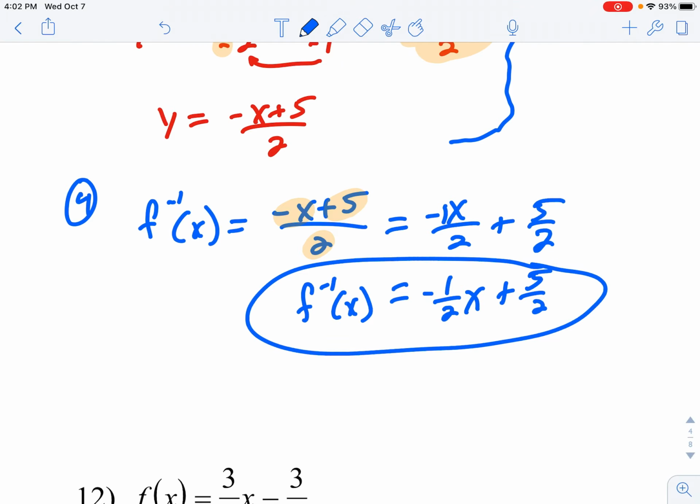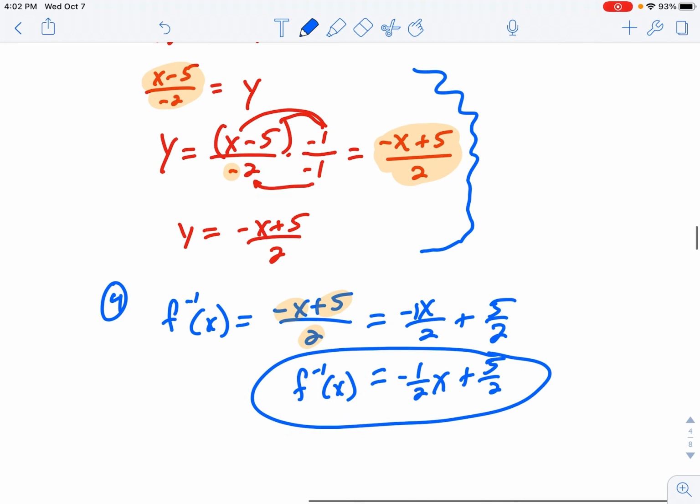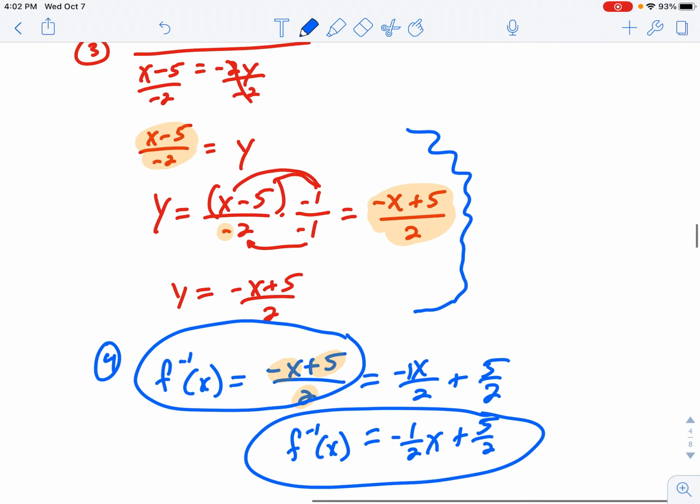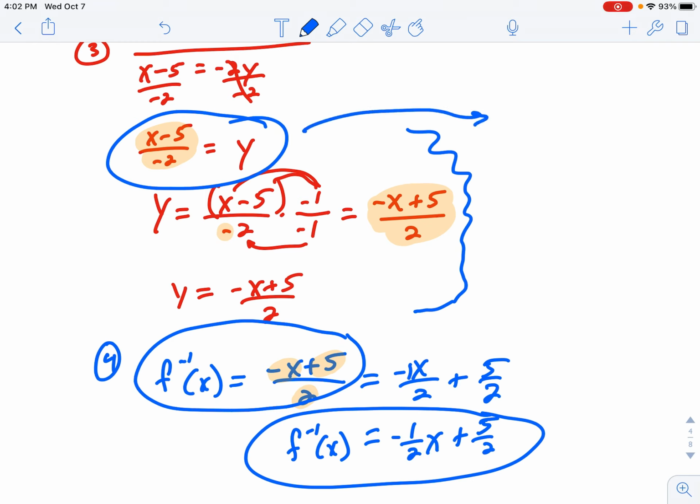And then that's the answer. So what we have is 3 different ways to represent the answer. And I can actually think of a 4th way. So this could have been done, step 4, f inverse of x equals x minus 5 over negative 2. So that could have been the answer as well.